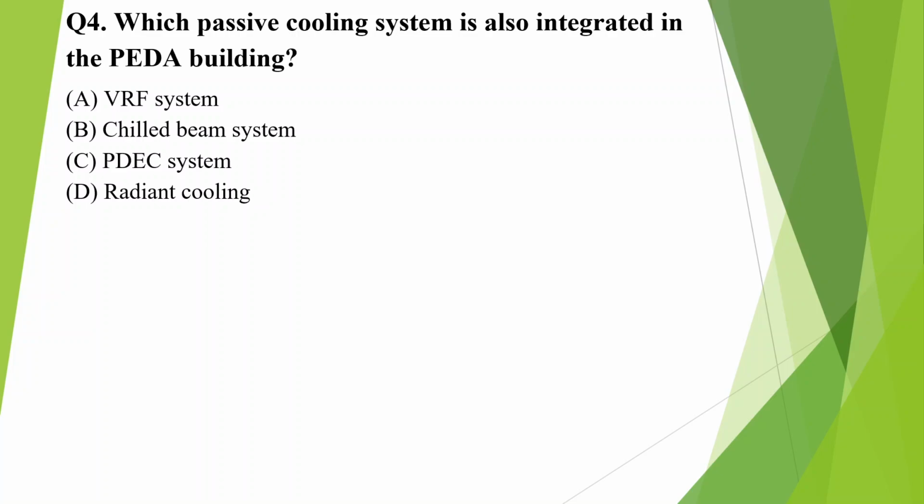So here is the fourth question, which is asking you about the passive cooling system, which is also integrated. A short glimpse of the passive cooling system was given to you, and it was also told to you that the detailed things will be explained in some other course, but a short glimpse of the passive cooling system, which is integrated in the PEDA building, was introduced to you. So how many of you can recall? I want to know.